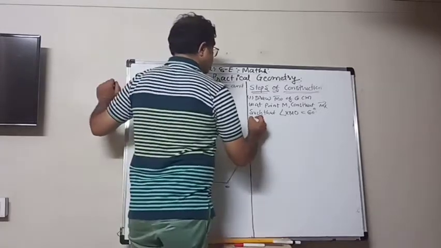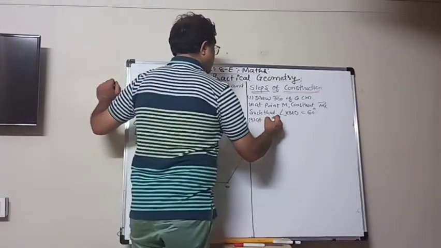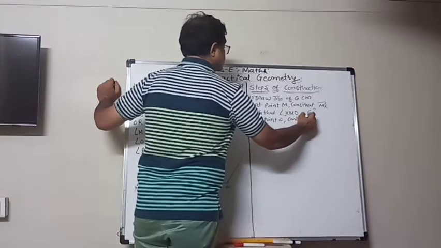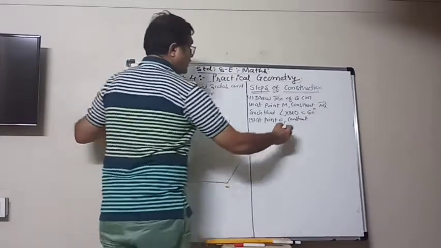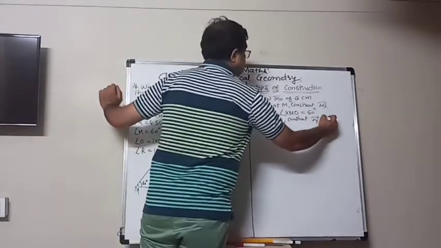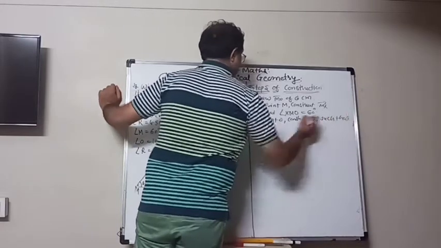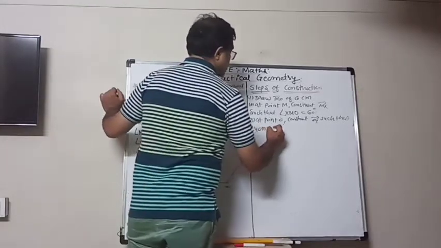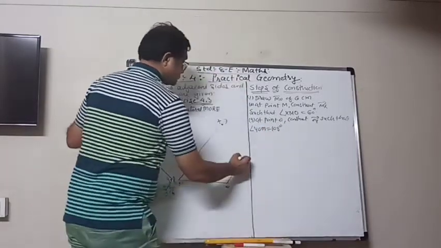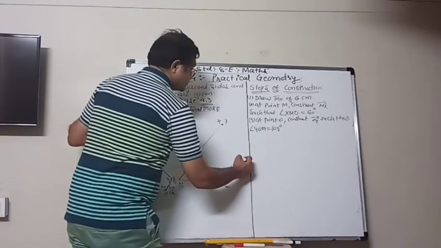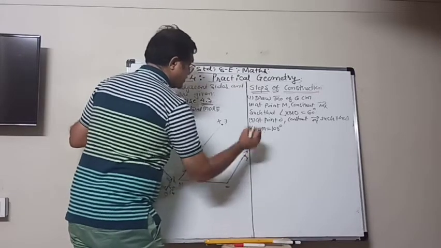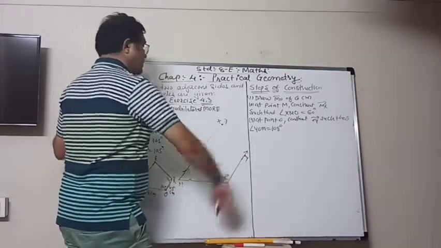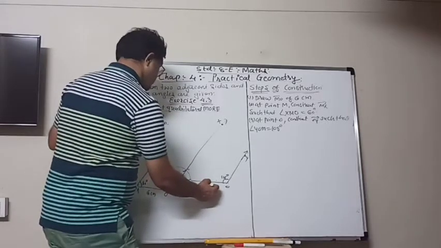So at point O, construct ray OY such that angle YOM is equal to 105 degrees. So here we will extend it and make point Y such that that is 105 degrees. That one was 6 centimeter.